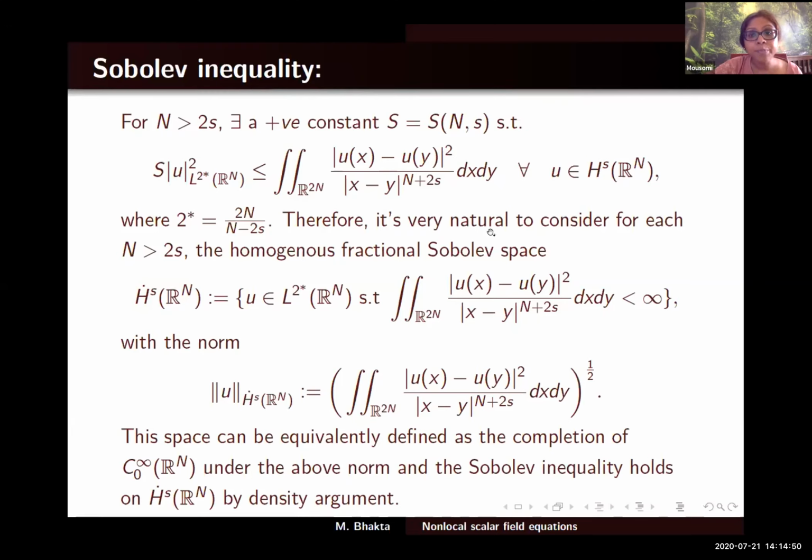Therefore, you can now define the homogeneous fractional Sobolev space, denoted by Ḣ^s(R^n). You take all those functions in L^{2*}(R^n), not taking the L2 part, for which this is finite, and you have the corresponding norm. Again using density, you can show that on this Ḣ^s(R^n) the Sobolev inequality holds.